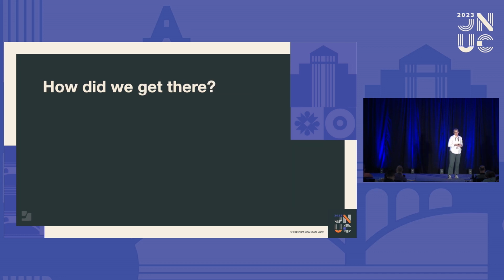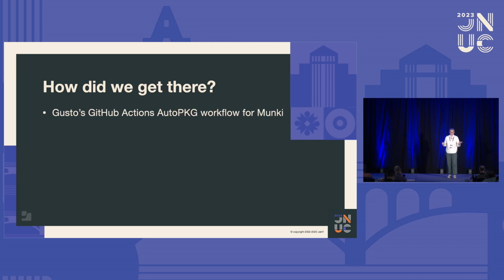So how did we get there? What tools did I use? Well, I came across Gusto's GitHub Actions AutoPkg workflow for Monkey. They posted a blog post in 2021 about their process. At the time, I knew a little bit about Monkey. I'd heard of it, but I'd never used it. And then I discovered Graham Pugh's Jamf uploader processors, browsing through the Mac Admins Slack channel, which, if you're not a part of that, I highly recommend you join it.